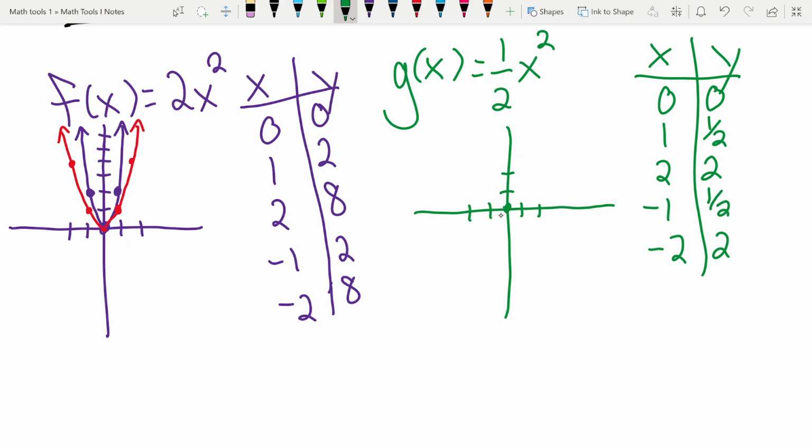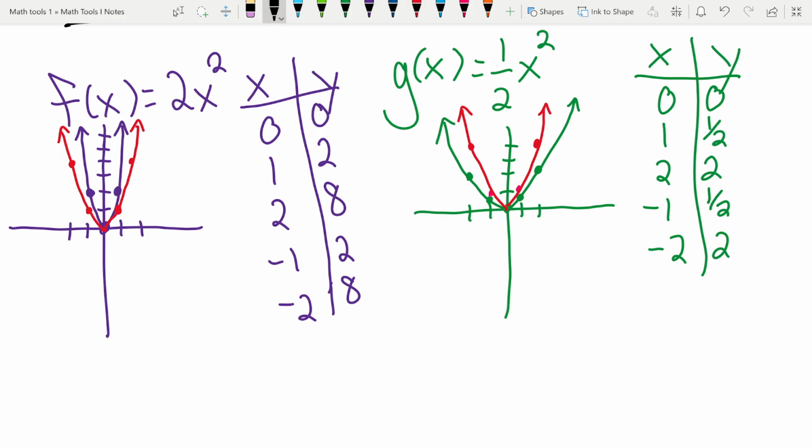Okay, so we have 0, 0, 1, 1/2, and then 2, 2. And then it's symmetric on the other side. So that's going to look more like this. Whereas again, that parent graph, the x squared, I'll put that in red here. Okay, so we have 2, 4, negative 2, 4. So that looks more like this. So we call this a compression. It's like we're pulling the graph down, right? We're pulling all the points downwards.